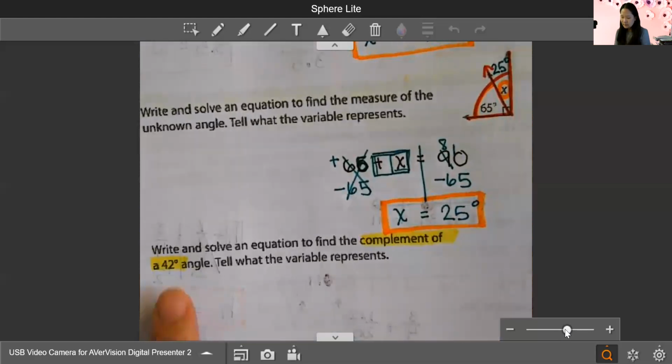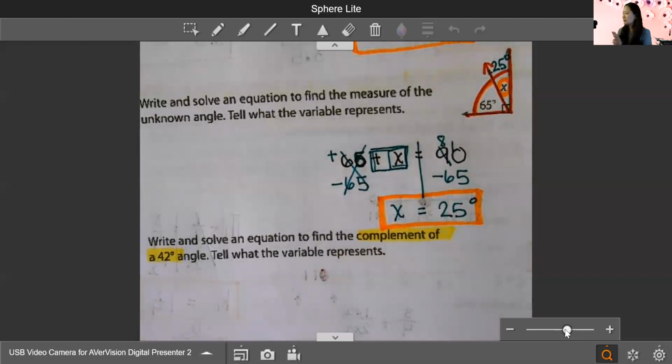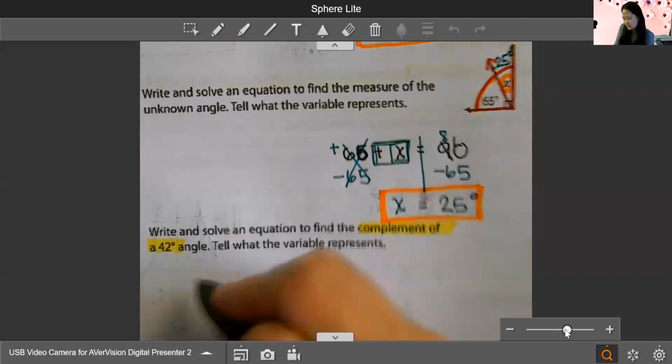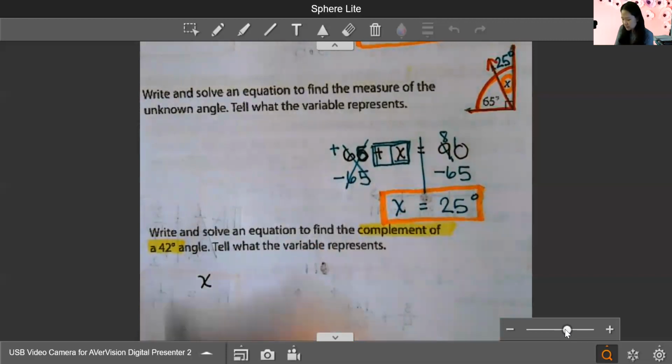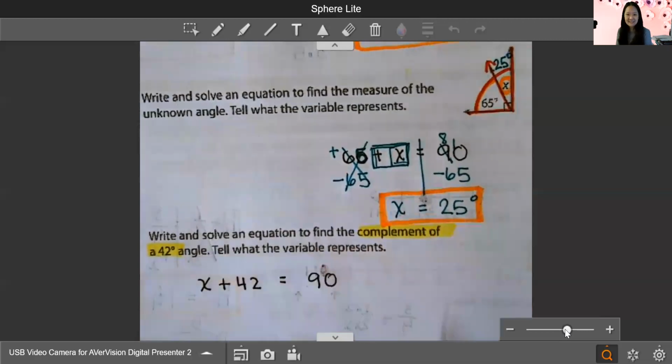What that means is, if you add 42 with another angle, they're going to add up to 90 degrees, because it says they're complementary angles. So the first one is given, 42 degrees, and I don't know what the second one is, but I know that since they're complementary angles, they are going to add up to 90 degrees together. So I can set up the problem like this. The unknown angle measure x plus the 42 together is equal to 90 degrees.